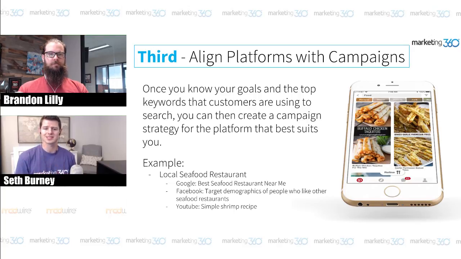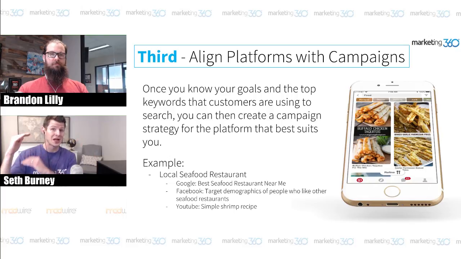But on this slide, we're talking about once you have your goals and you have those keywords, now let's try and refine it and create specific campaigns for each platform that we're going to go into. And give you an example here, right? So we're just going to talk about a local seafood restaurant. So we just kind of created this example, right? So if you're going to create a pay-per-click strategy, you can look at Google. And on Google alone, you could look at the keyword set, best seafood restaurant near me, right?